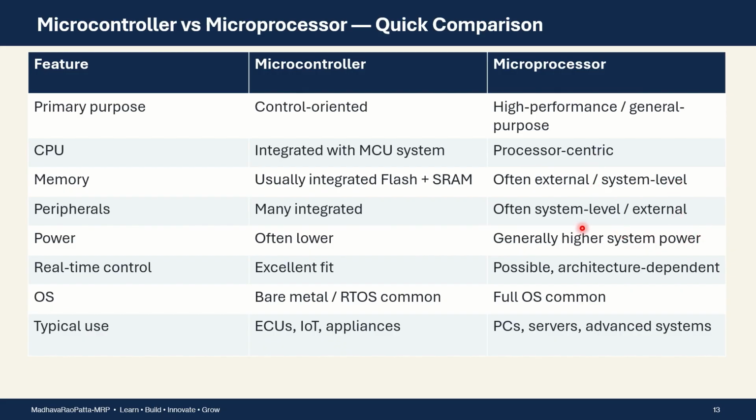Real-time control is an excellent fit for a microcontroller, but it is possible on a microprocessor and architecture dependent. On the OS side, bare metal or RTOS is common for microcontrollers, but a full OS is common for microprocessors. Typical use: microcontrollers are used in ECUs and IoT applications, but microprocessors are used in PCs, servers, and advanced systems.